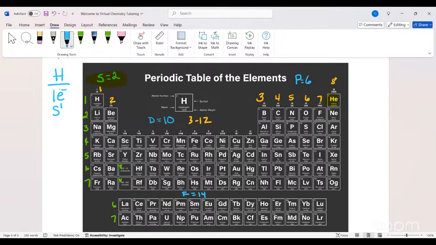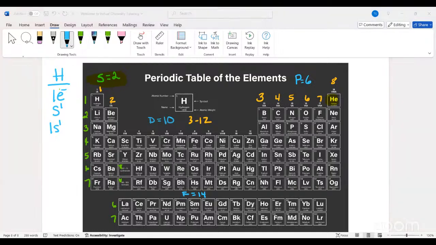So guess what we're going to write for the electronic configuration? Hello, Anonymous. Thank you so much. What you're going to write is 1s1 for hydrogen. That's it. 1s1 for hydrogen. Now, we're going to do the next one.